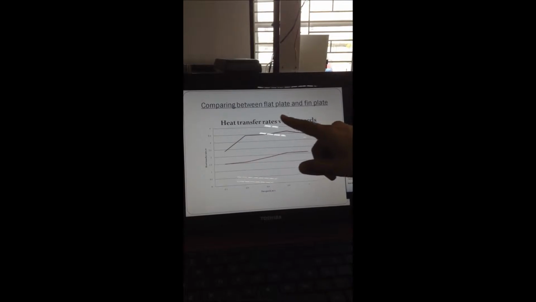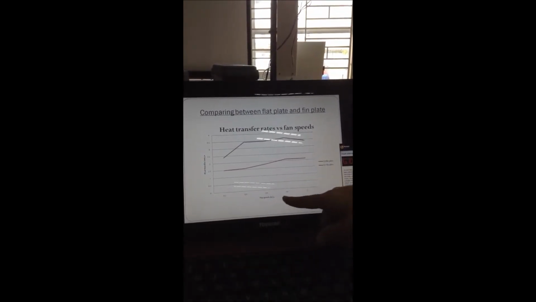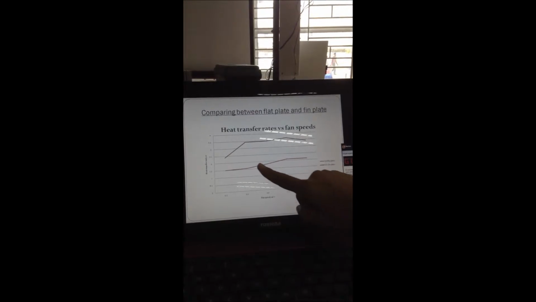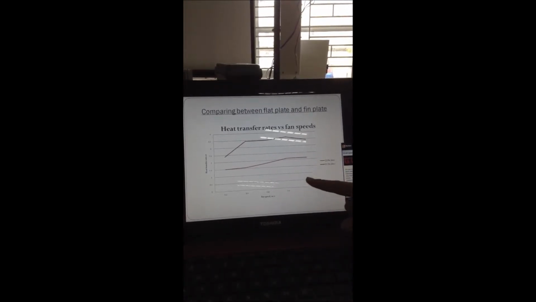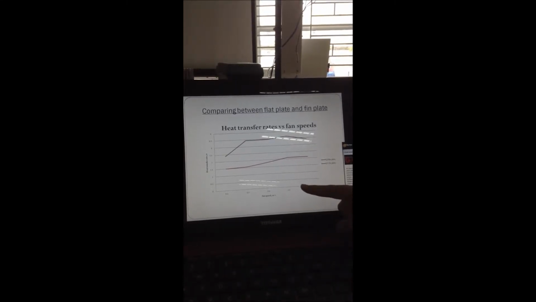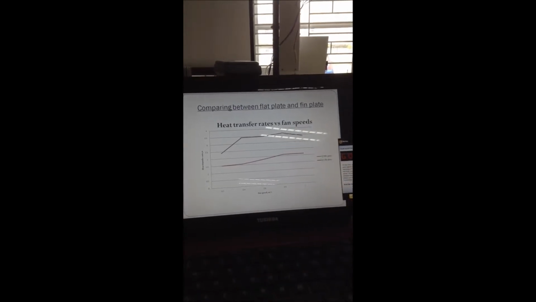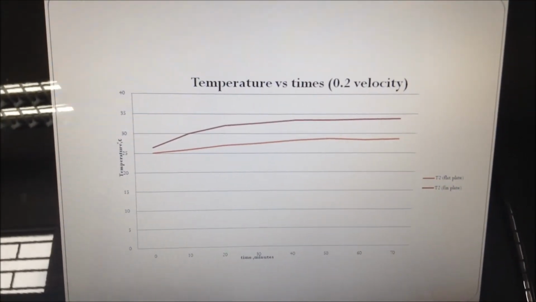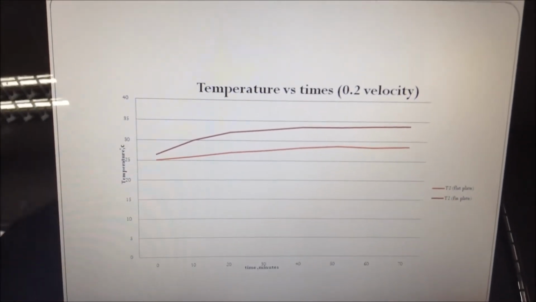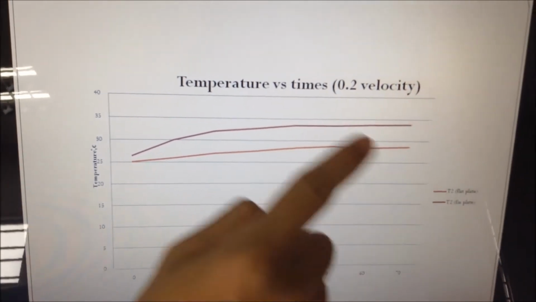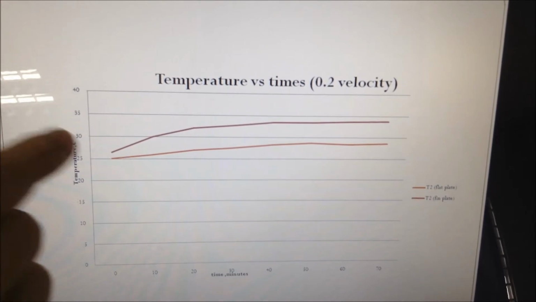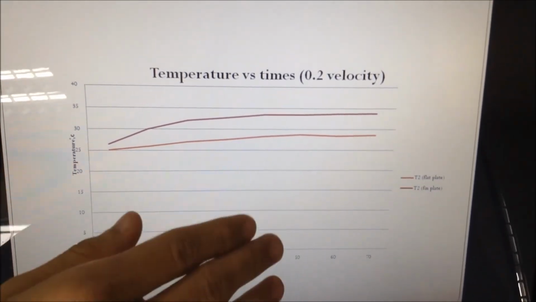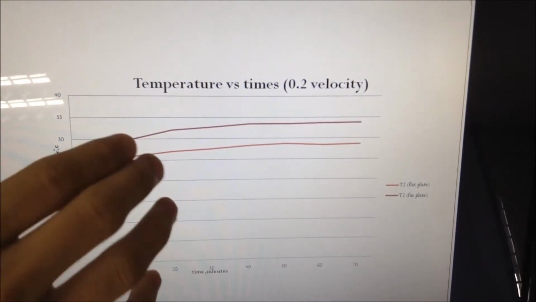For comparing flat plate and fin plate, between heat transfer and fan speed, the rate of heat transfer for the fin plate is higher than the flat plate because fins enhance heat transfer from a surface by exposing a larger surface area to convection. We will do an analysis on 0.2 meter per second fan speed at temperature 2 for the flat plate and the fin plate. As we can see here, the temperature of the fin plate is always higher than the flat plate because the fin plate has a higher surface area exposed to the heat source than the flat plate. This indicates that the fin plate has a higher rate of heat transfer than the flat plate.